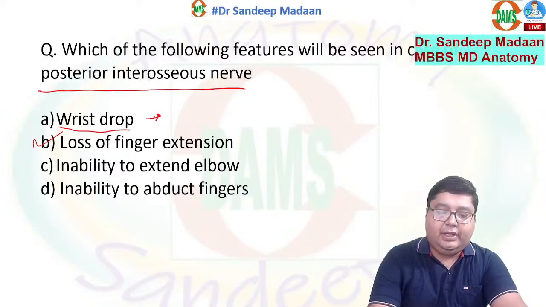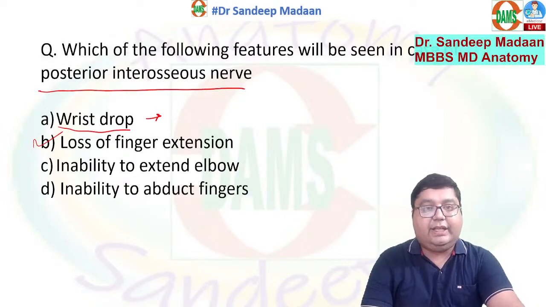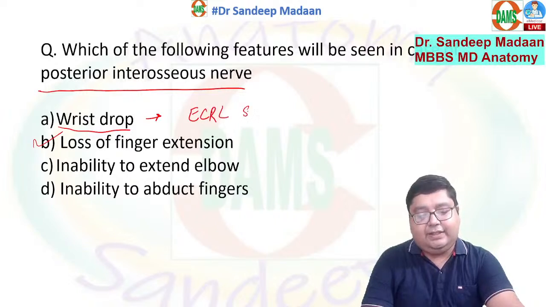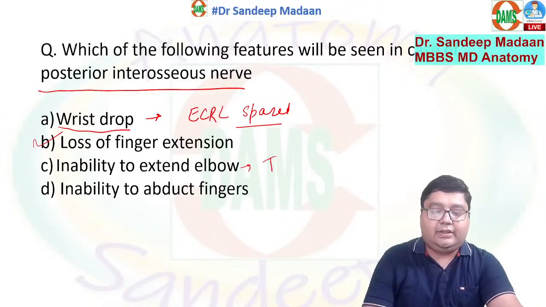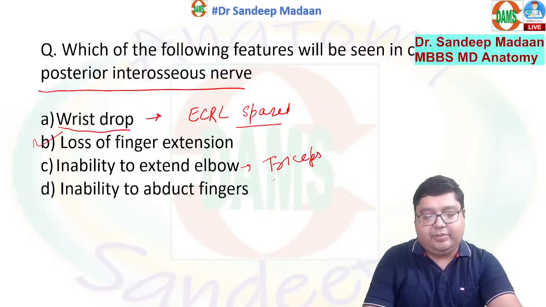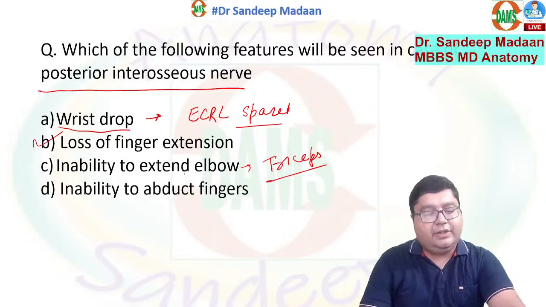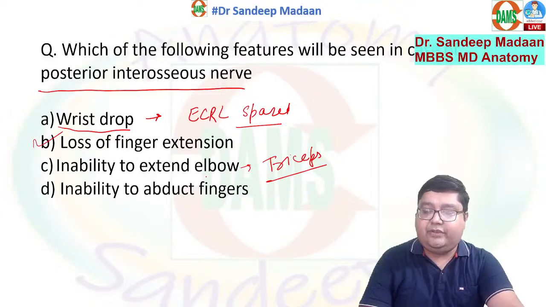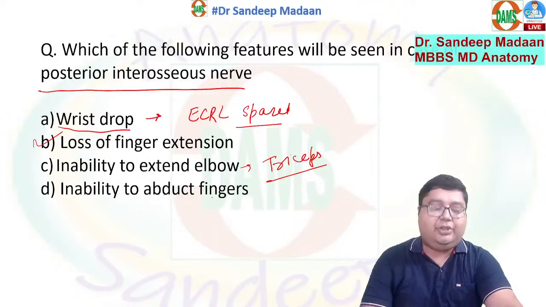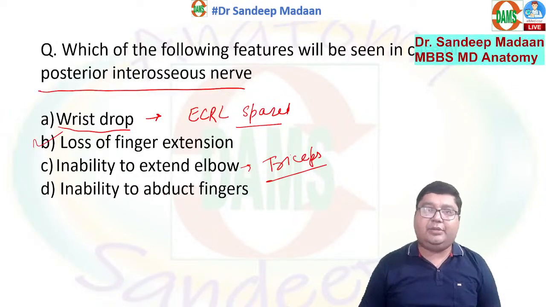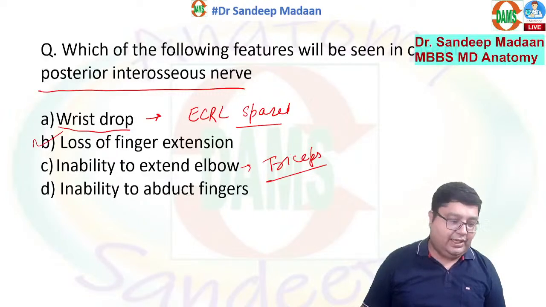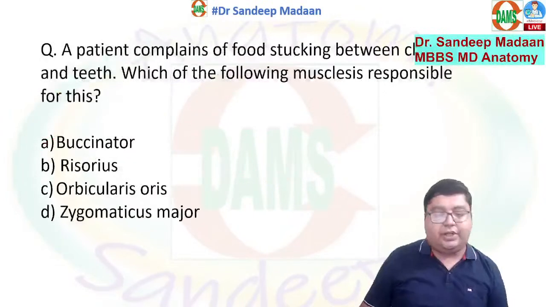All right. And the other options are not justifiable here because wrist drop will not be there, because the ECRL is spared at this level. And so far as extension of elbow is concerned, the triceps is not supplied by the posterior interosseous nerve, it is also spared, so extension of the elbow will not be affected, it will be completely normal. Abduction of the fingers is done by the dorsal interossei muscle. Dorsal interossei muscle will be supplied by ulnar nerve, so that will again not be a choice here to be considered.